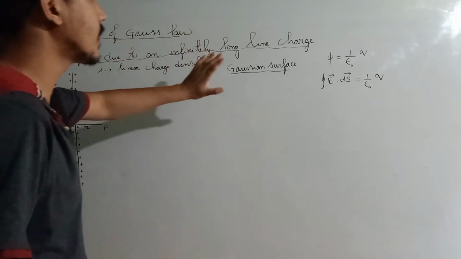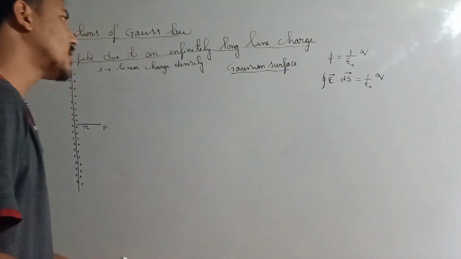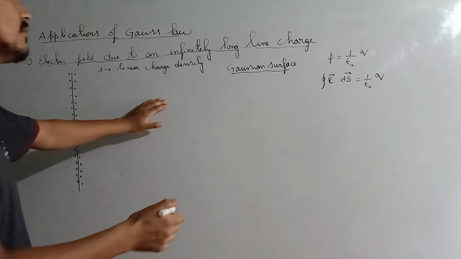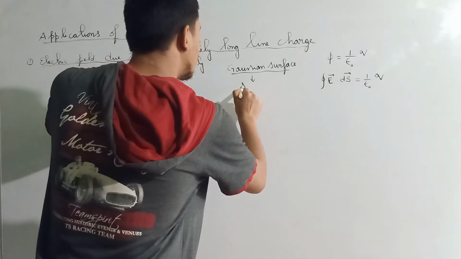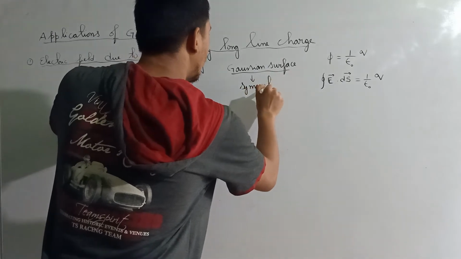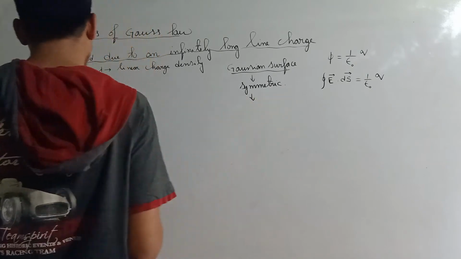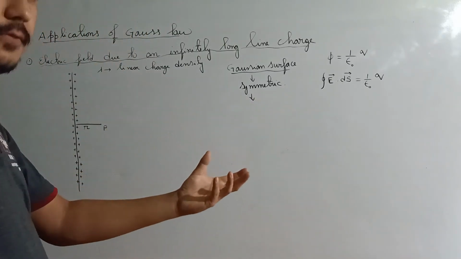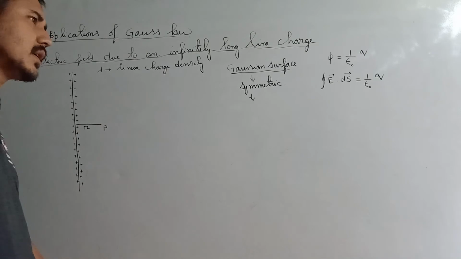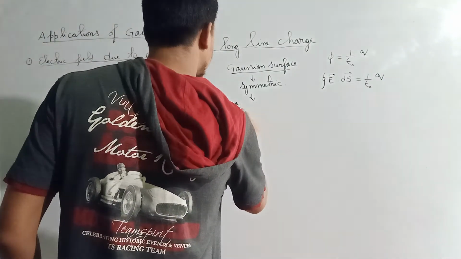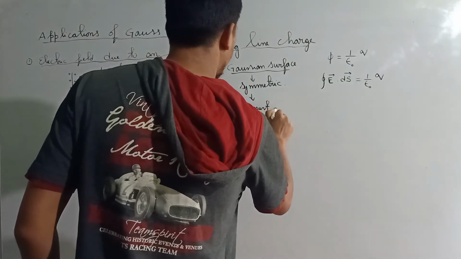So you need to draw a Gaussian surface such that the surface remains symmetric about the given charge. The surface should be symmetric about the given charge. And another thing is that on this surface, the electric field at every point should be the same. So the electric field must be the same.